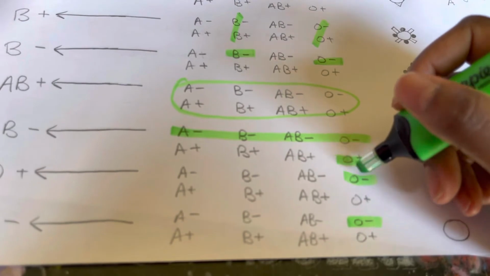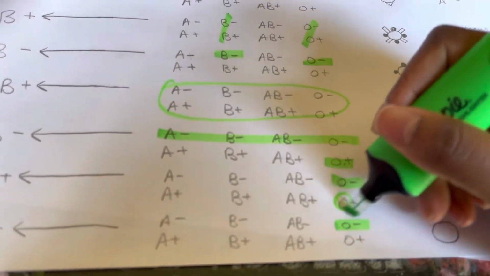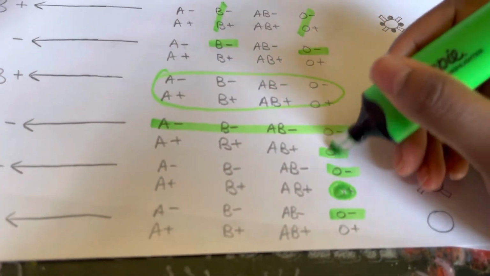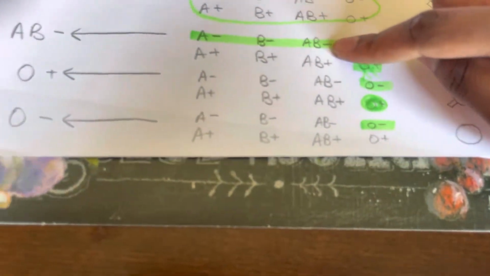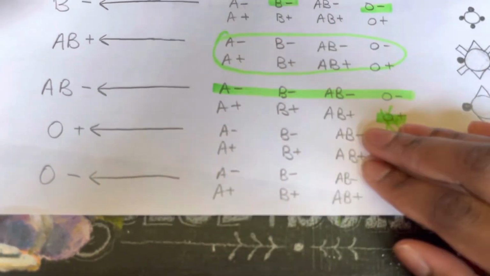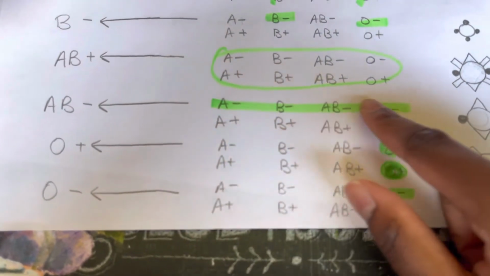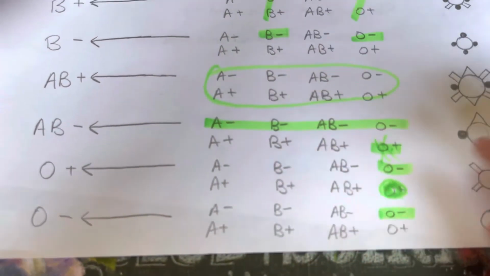This was supposed to be for this, but you get the gist of it. This was from the wrong line. So yeah, this goes with this. The AB negative can only receive from all of the blood types that are negative, not positive. All right.